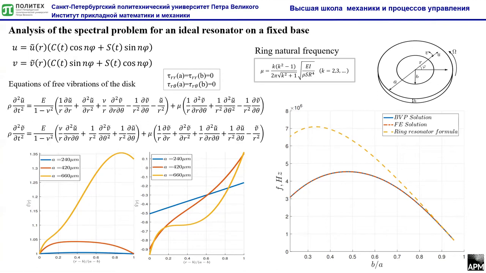The slide shows a graph of frequency versus disk thickness. With a small thickness, the disk becomes a ring, and the solution agrees well with the well-known solution obtained for ring resonators. The slide also shows the disk eigenfunctions for different values of the outer radius.